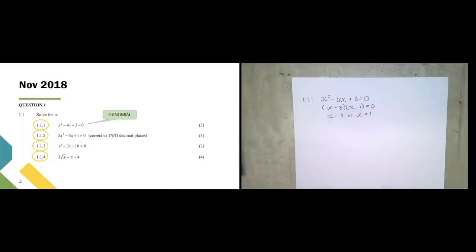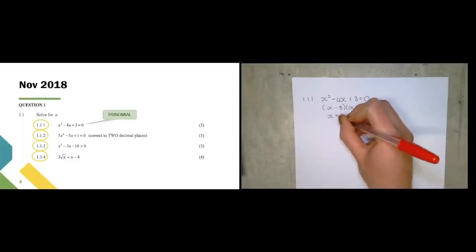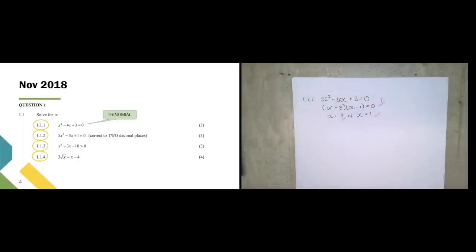You would have seen that they allocated 3 marks to this question. So the 3 marks are a mark for the factorization and a mark for each of the answers. Grade 12s, if you are struggling to factorize a trinomial like this, you are welcome to use the quadratic formula. We will be looking at the quadratic formula in the next question. Just remember, you do have to show your substitution.